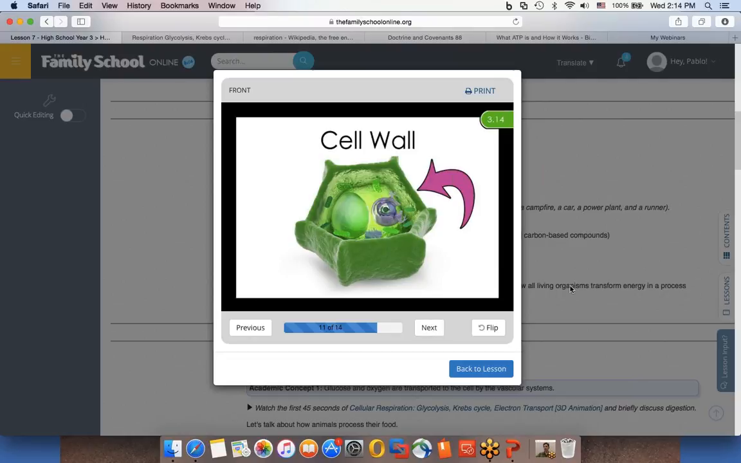Let's see. Cell wall. What can you tell me about a cell wall? It's mainly made of cellulose, and it's like a rigid layer outside of the membrane. Yes, it's a rigid layer outside of the membrane. In plants, it's made out of cellulose mostly. Okay, there are other cell types that have cell walls.